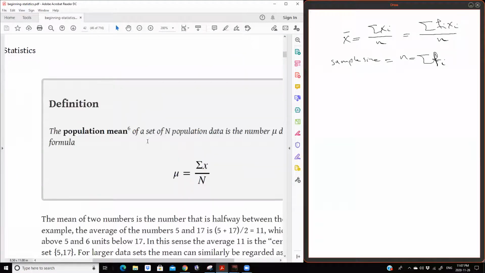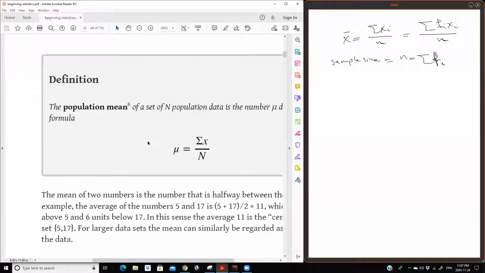Let's talk about median. Oh, by the way, there is also something called the population mean. What is the population mean? For any of these things, we have a population and we have a sample. So we have mean, median, and mode. Yes, we have sample mean, which comes from the sample, and we have the population mean, which comes from the population.